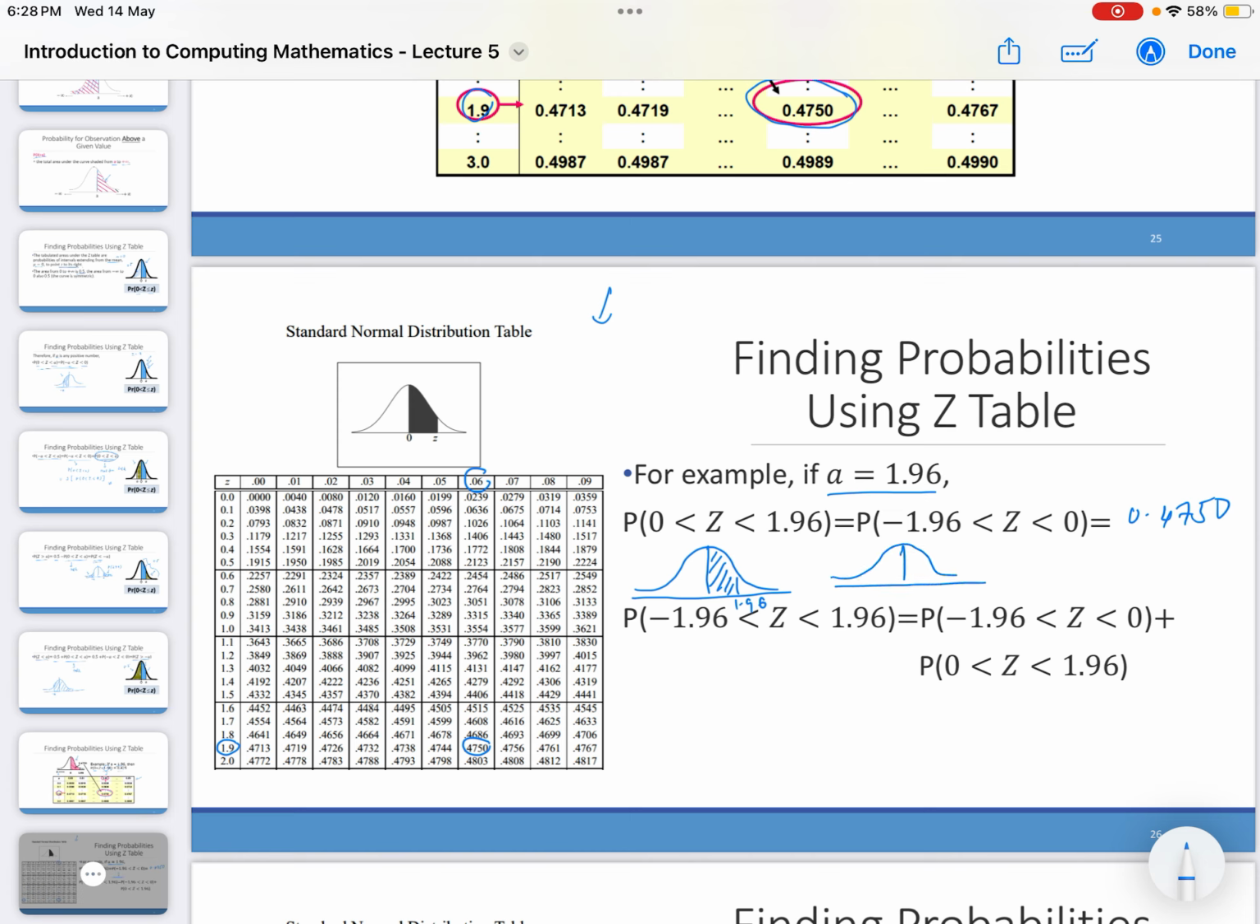So let's say we have the negative 1.96. And then we want to find probability from negative 1.96 to 0, which is this one, which is the same as this one. You just reflect to the positive side. Okay, now let's look at the next one. So we want to find probability of Z between negative 1.96 to 1.96.